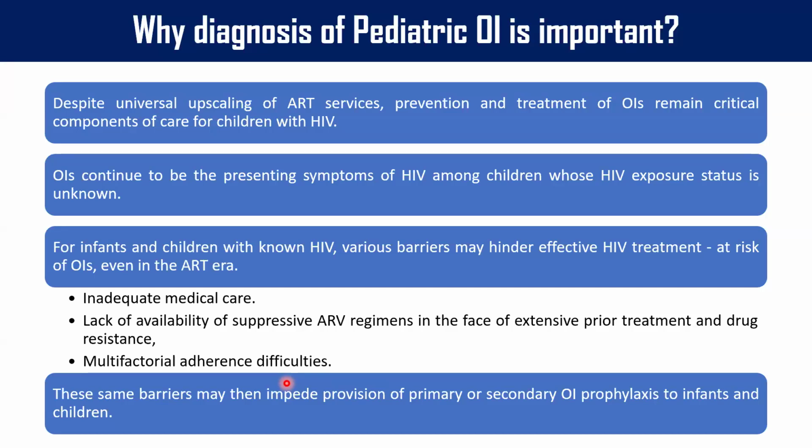And for infants and children with known HIV, various barriers may hinder effective HIV treatment. For example, there is inadequate medical facility. Though the ART centers are available, nowadays HIV care is more or less restricted to those ART centers. But in the general population, in general pediatric care, HIV is still a neglected one. So the medical care in the general pediatric services related to HIV is still inadequate. In that context, it's a barrier for the management of OI.